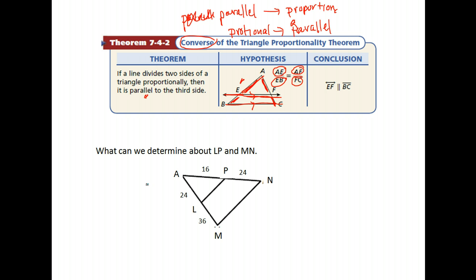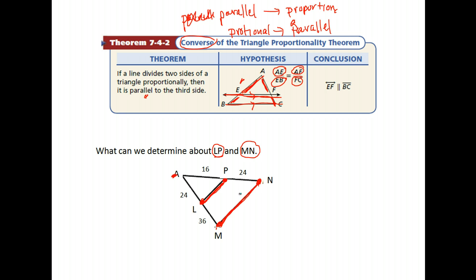This question asks, what can we determine about LP and MN? My first thing I would want to do is find those. Where are they on the figure? And kind of highlight them so I know. Well, there's LP. And here's MN.